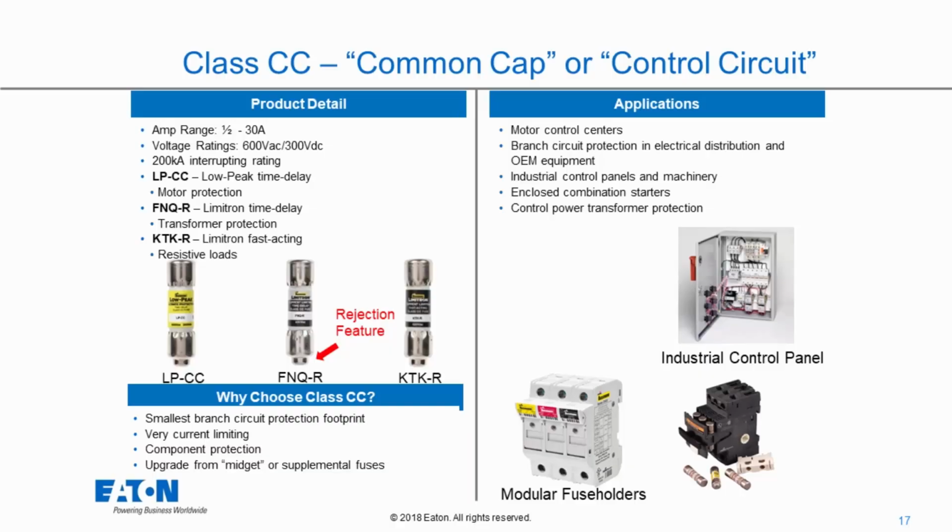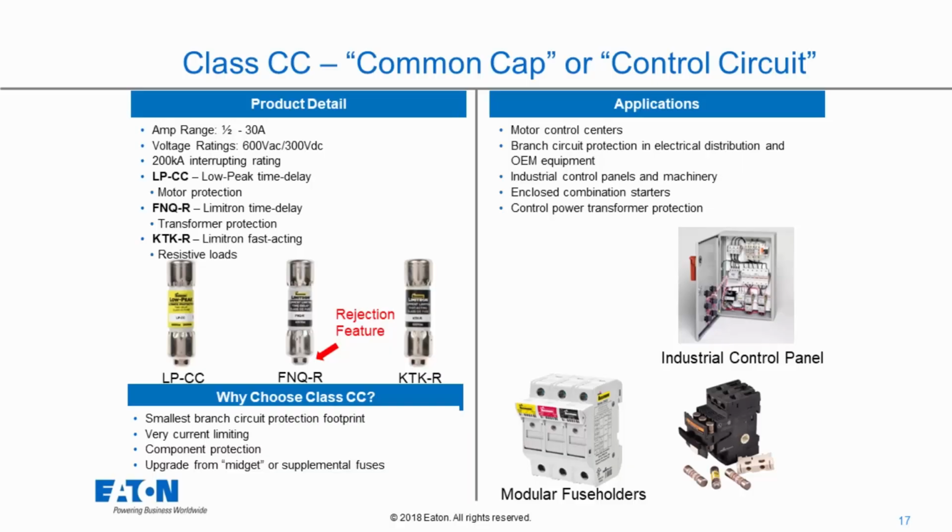When we're looking at some of the applications that we have, we've got motor control centers. A lot of times we'll put these in front of the branch protection for the motors themselves. We'll also put them in motor control centers, obviously, in front of the control transformers that are in there. But we also have branch circuit protection and electrical distribution and OEM equipment, industrial control panels and machinery, combination starters, and obviously control power transformer protection that we had talked about.